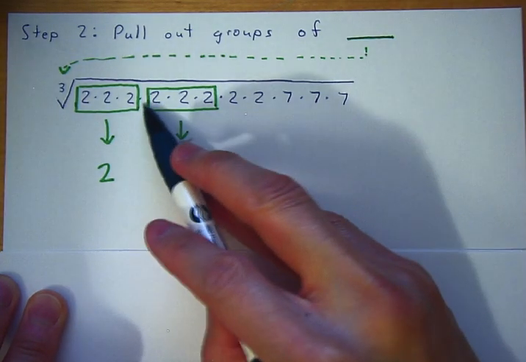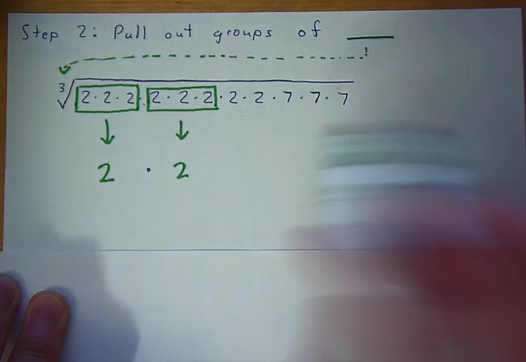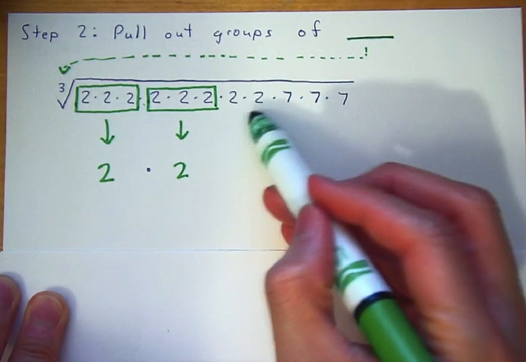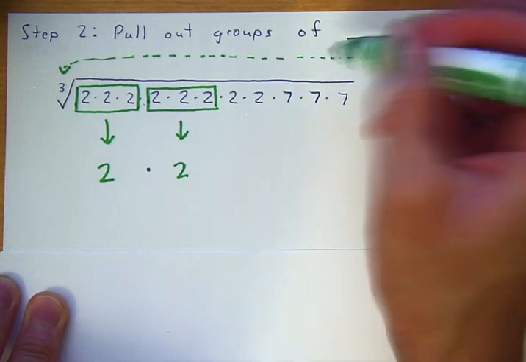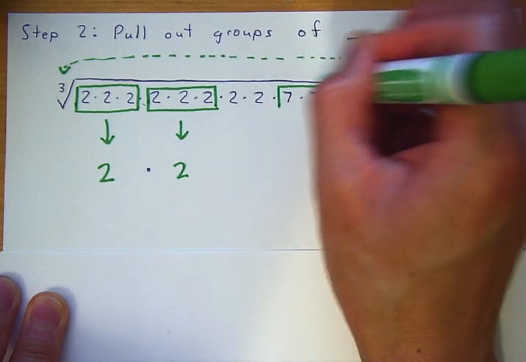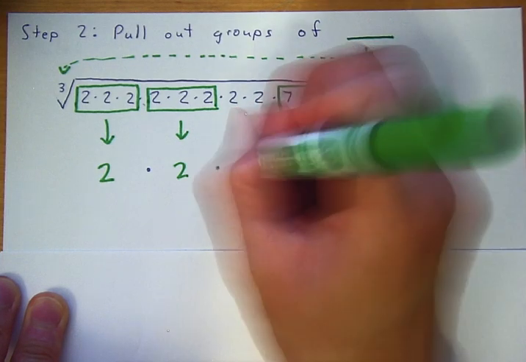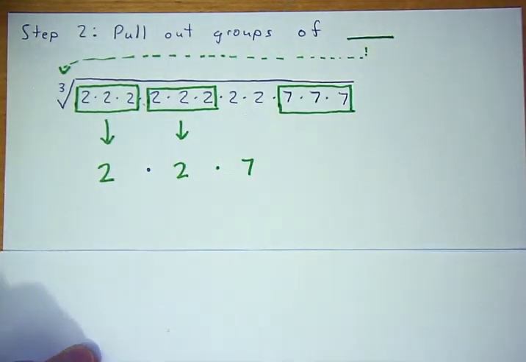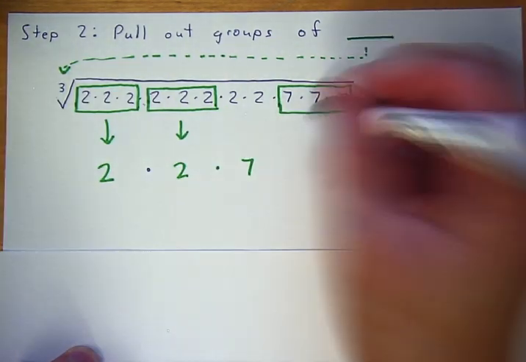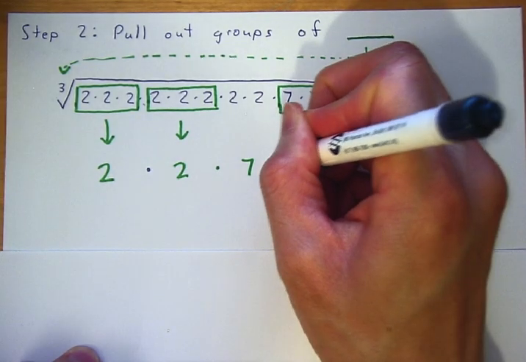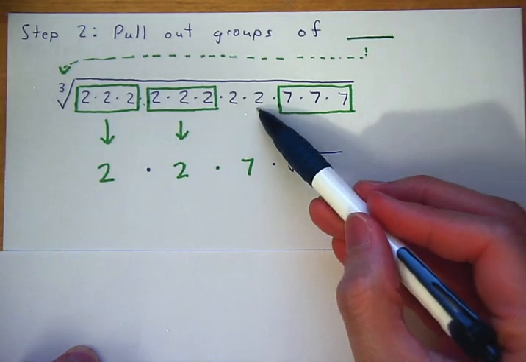There's this multiply symbol in between, so like that. There's no more groups of 3 2s. So we'll move on to the next number. I see a group of 3 7s. So all of those go from inside of the root to outside. And then what is left inside is 2 times 2.